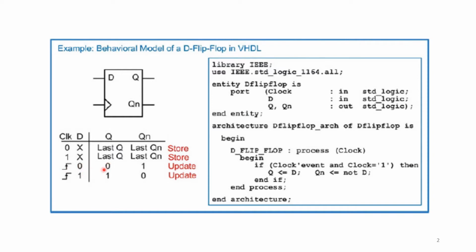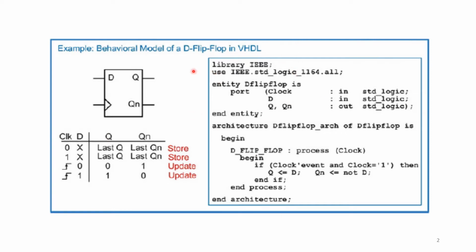So 0 here gives 0, and Qn is the inverse of Q. And you have 1, so it's going to the output as 1, and the inversion is 0. Okay? So it's updating the values. So this is the basic concept of a D flip-flop. So you need to write a VHDL code for that.